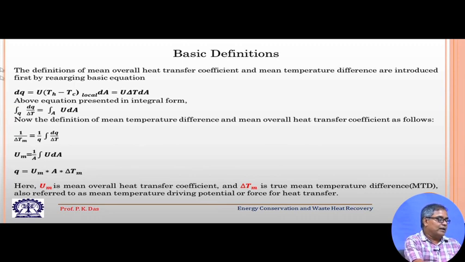So, we get this kind of a relationship, and from there the mean overall heat transfer coefficient is given by this relationship, and q is given by Um into A into delta Tm. Here Um is the mean overall heat transfer coefficient, and delta Tm is the true mean temperature difference, called MTD, also referred to as the mean temperature driving potential or force for heat transfer. That is what I told, that the difference of temperature between the hot stream and the cold stream is the driving force for heat transfer to take place.